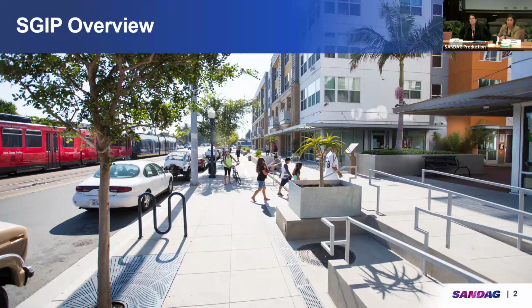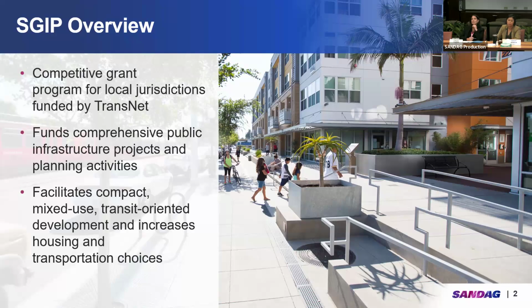But before we dive into the main content of this presentation, I just want to give you a brief programmatic overview. So the Smart Growth Incentive Program is a competitive grant program that's funded exclusively by the TransNet Extension Ordinance. The program funds transportation-related planning and infrastructure projects that support smart growth development. And smart growth refers to a development pattern that focuses on future growth and infill development in areas near jobs, services, and public amenities that facilitates mixed-use transit-oriented development, which therefore increases housing and transportation choices.